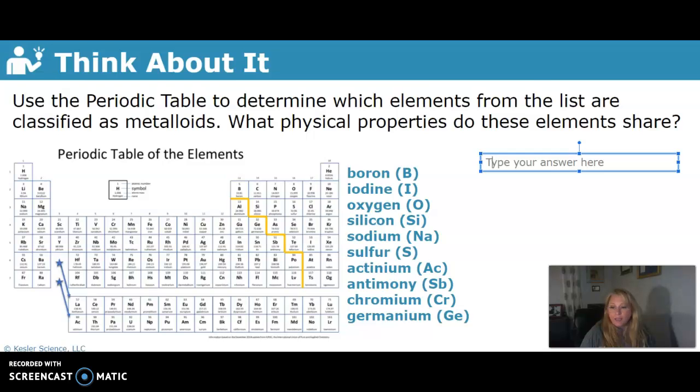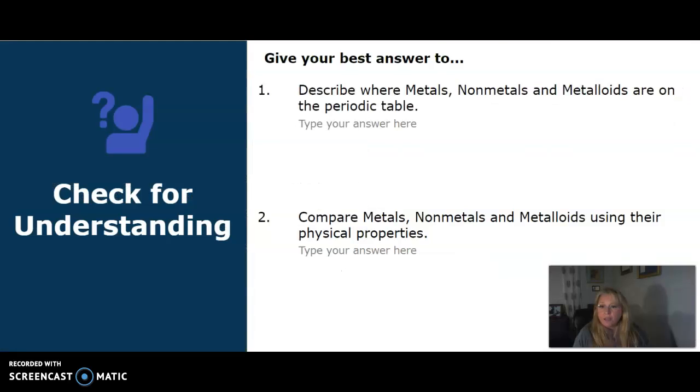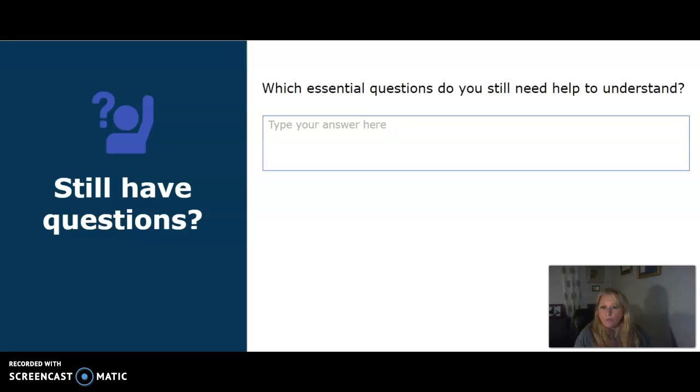And then lastly, you're going to come to some review slides. You have a last look. This is a drag and drop where you're going to be dragging the properties of metals here, the nonmetals here, and the properties of metalloids over here. And then some common uses right here. So certainly can look back at your notes if you need to. And then your last two slides, stop and answer these check for understanding questions. And that's what we'll review when we come back together as a group.